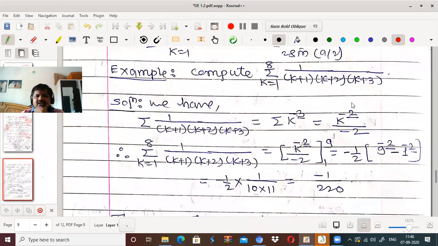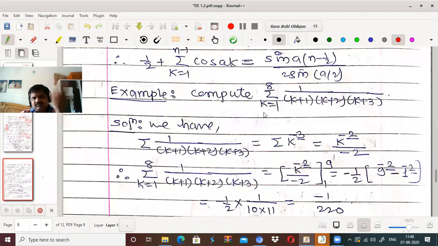In the same way, by direct method, we can find summation from k equal to 1 to 8 of 1 upon (k plus 1)(k plus 2)(k plus 3). Right? So first of all, we will try to find the indefinite summation of this one, and then putting the upper limit as 9 and the lower limit as 1, we will get the result here.